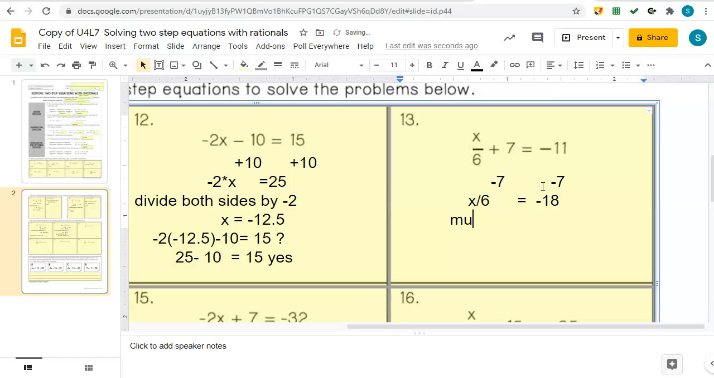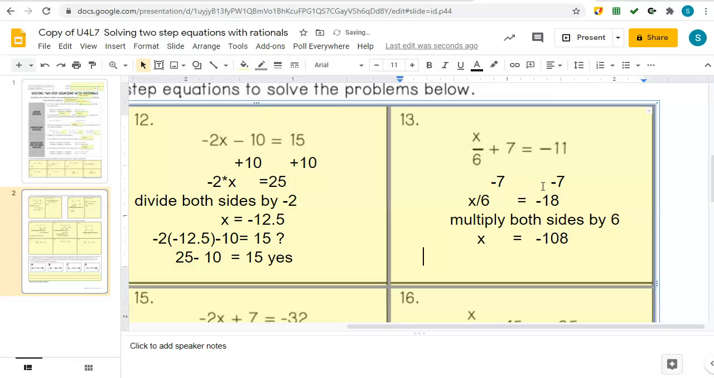I multiply both sides by 6. Right? So then I'm going to get x equals, now a negative times a positive is still negative. So this should be negative 108.